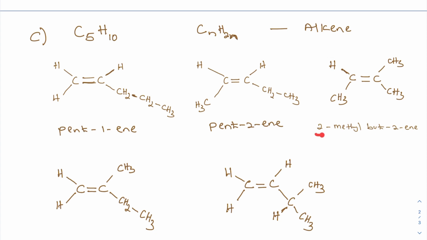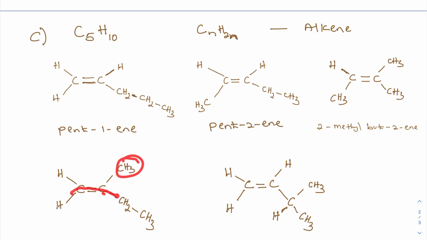So that's why it's 2-methyl. 1, 2, 3, 4, and the double bond is on the second carbon. Now let's name this one here. You have to count from the left, not from the right, because the right is too long. 1, 2, 3, 4. So you have to count from the left. 1, 2, 3, 4. So that will be 2-methyl.